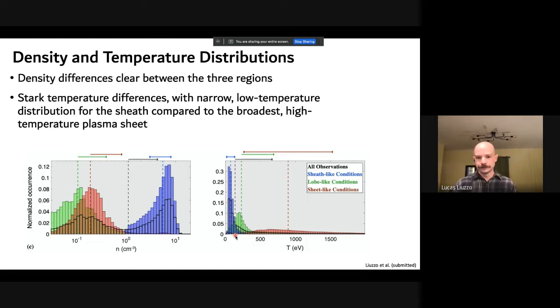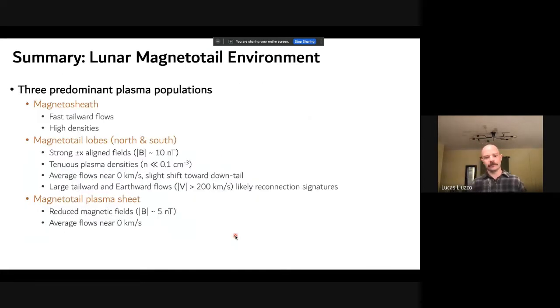Okay, so if we take a step back and summarize this first part of the talk, I've shown that the Earth's magnetotail plasma can mainly be broken down into 3 different environments: the magnetosheath, associated with fast flows and high densities; the magnetotail lobes, which have the stretched magnetic field configuration that points either earthward or anti-earthward, and are also characterized by really tenuous, very low plasma densities. And the third region is the plasma sheet, which is somewhere in the middle. It has intermediate magnetic field strength, slightly higher density, and flows that are on average near 0 kilometers per second.